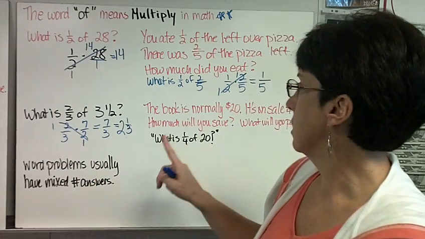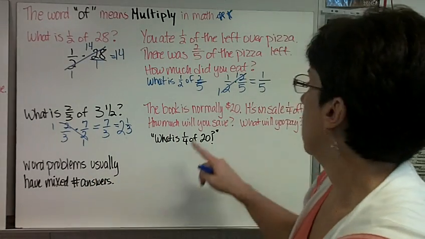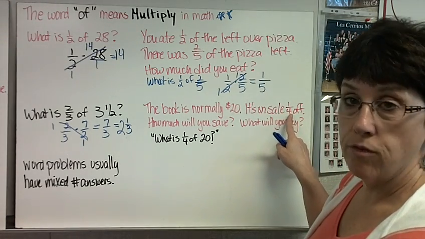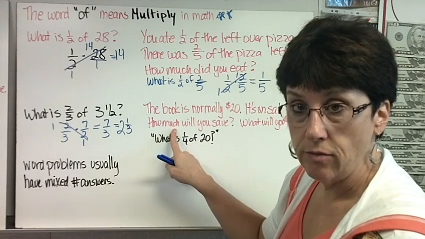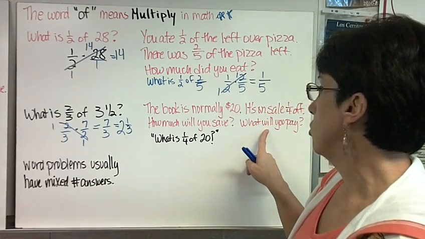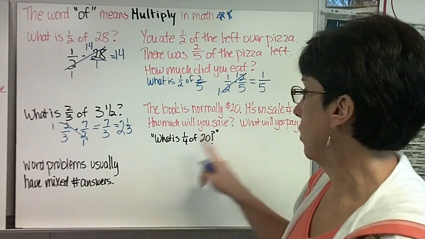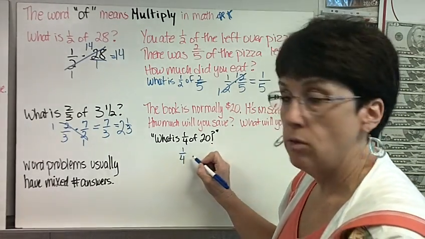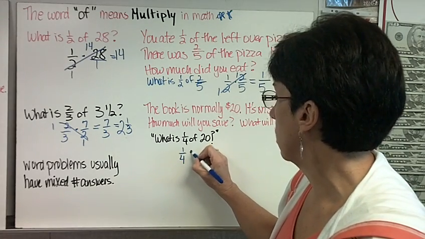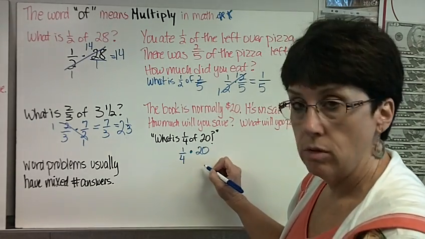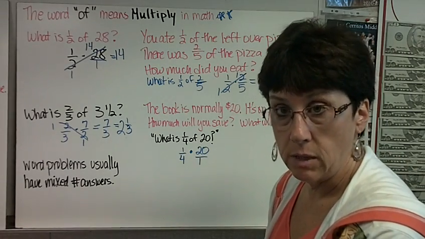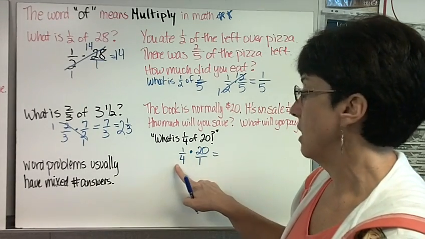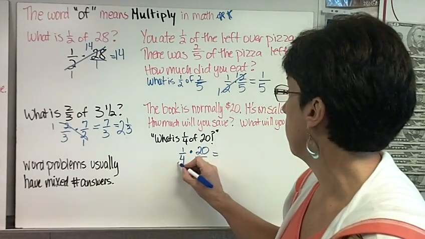Okay, let's read this one. The book is normally $20. It's on sale 1/4 off. How much will you save, and what will you pay? So the question they're asking us is, what is 1/4 of 20? I know that I can figure that out because I copy down my fraction, I change the word "of" to multiplying, I write down my whole number, and then I put that over 1 to make it a fraction also. I see there's no negative, so it's just going to be positive. I see 4 and 20 have a common factor of 4, so I simplify.